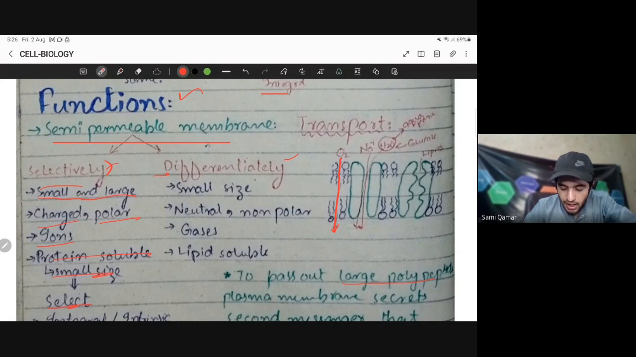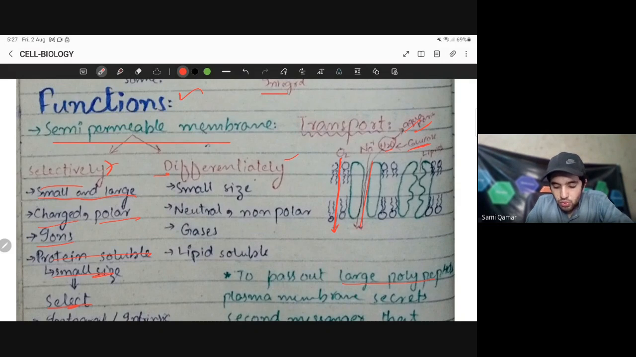I hope you guys are getting it. Water molecules will come through the integral proteins. Yes, there are proteins known as aquaporins, small pores from which water will pass out. So remember aquaporins, okay.